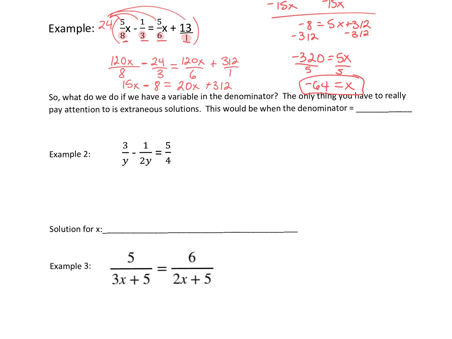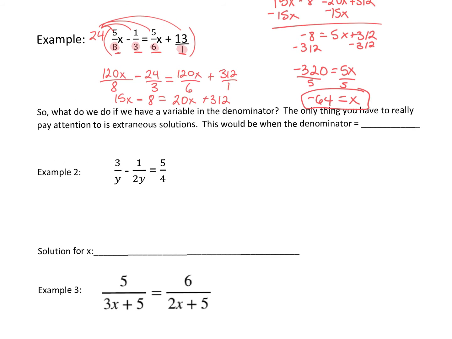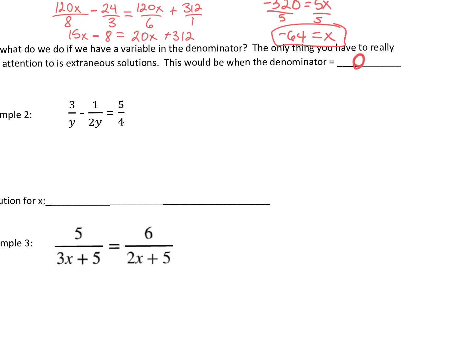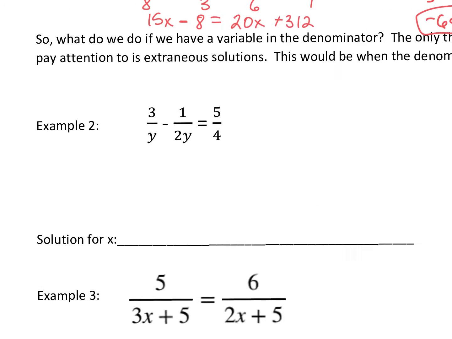So what do we do if we have a variable in the denominator? Nothing changes, okay? The only thing you really have to pay attention to is if you have extraneous solutions, and this is when the denominator equals 0. Okay, I'm going to show you how to check for that. We're actually not going to see it, though, until the next day of notes. So we'll go ahead. We'll look at this.